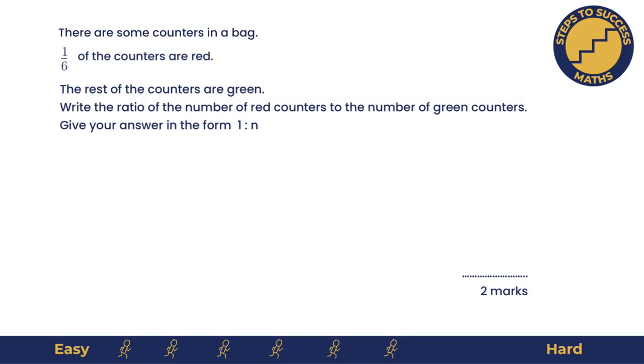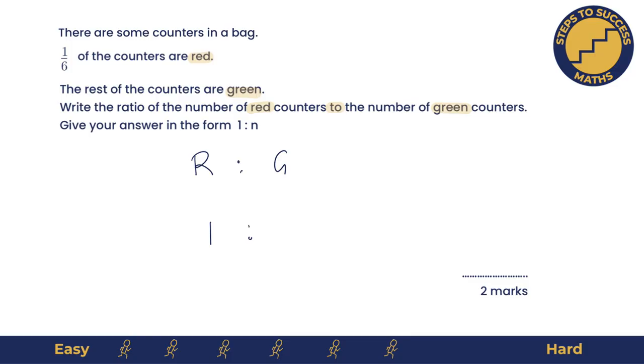When you get a question with quite a lot of information like this, it's really important that you read it carefully and you pick out the information that you need, always making sure that you answer the question that's being asked. So there are some counters in a bag and 1/6 of the counters are red and the rest are green. So you've only got two colours, red and green. You need to write the ratio of the number of red to the number of green. So it needs to be red to green. And then at the end, we need it in the form of 1 to n. So 1 to question mark at the moment, blank.